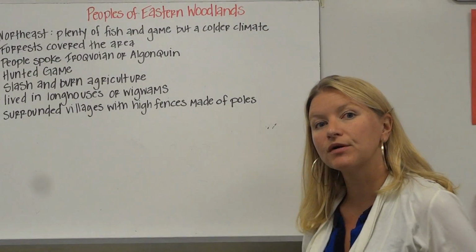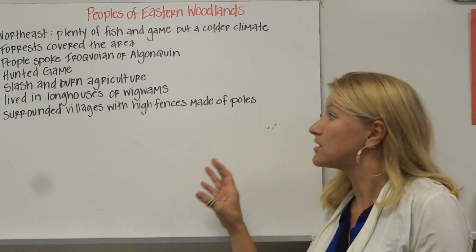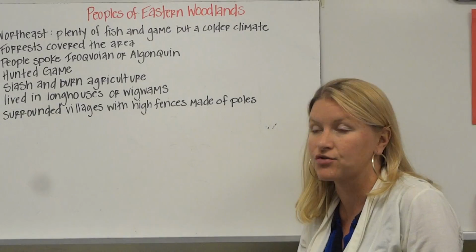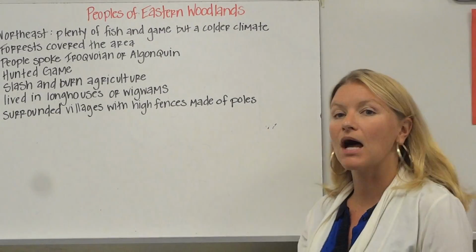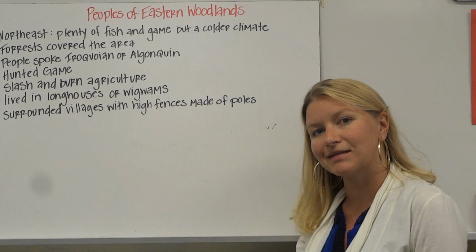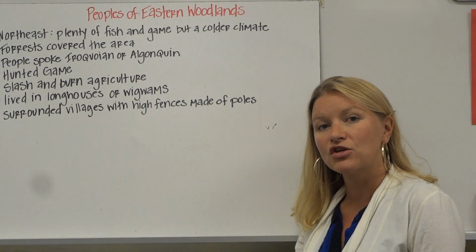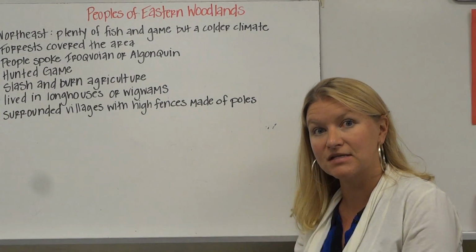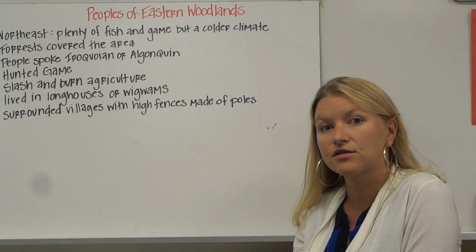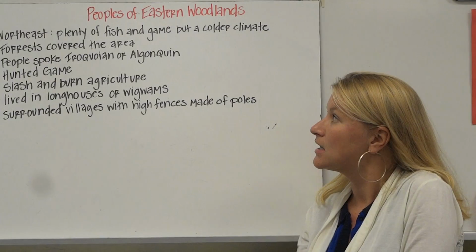And then the eastern woodlands, which is the areas that are going to be closest to North Carolina, and we're going to talk about those North Carolina tribes tomorrow. Lots of fish and game, but overall it was a colder climate. You're going to have more snow, and especially northeast of North Carolina. Forests really covered the area, so they were dependent on those forests.